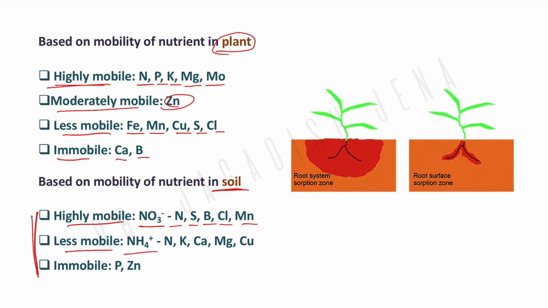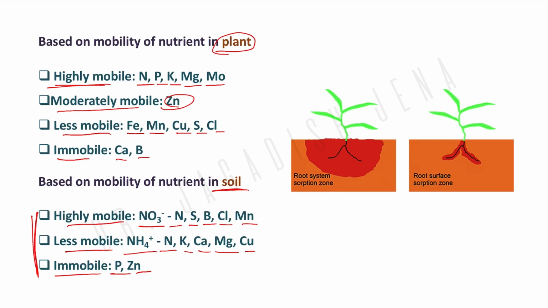Less mobile: ammonium, ammoniacal nitrogen, potassium, calcium, magnesium, copper. Immobile nutrients: phosphorus and zinc. They are basically classified by mobility in soil. So if the mobility is high, then the plant can get that nutrient from a distant place.